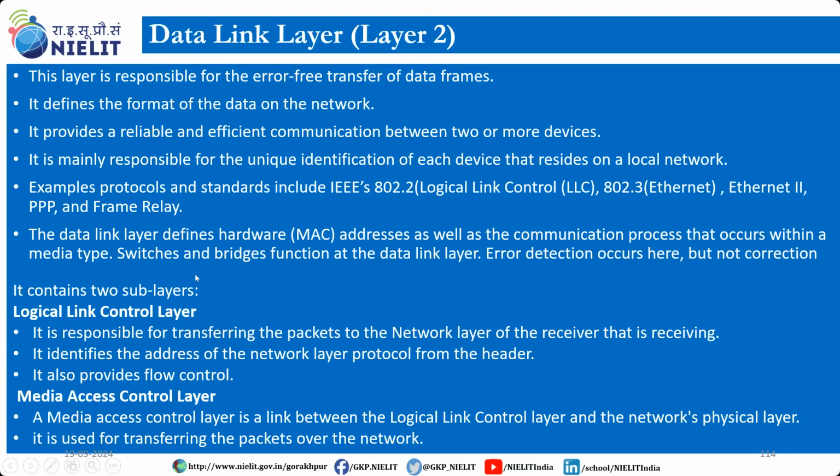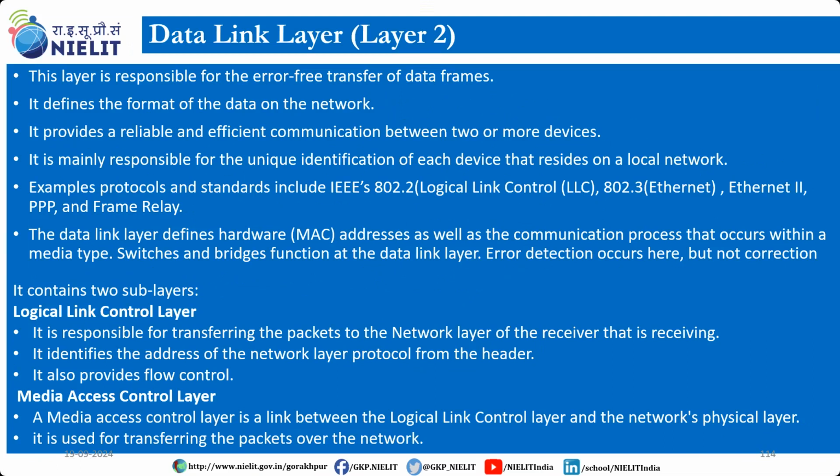And they have two layers. The data link layer has two sub-layers: the logical link control layer and the media access control layer. The LLC layer is responsible for transferring the packet to the network layer, and it also identifies the address of the network layer protocol from the header. It also provides flow control.